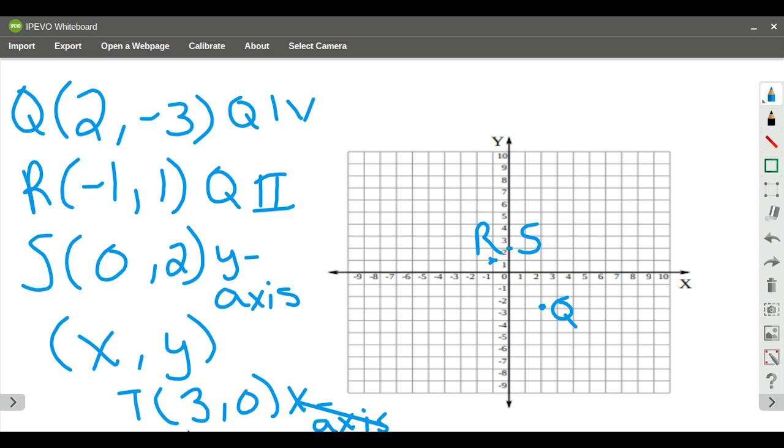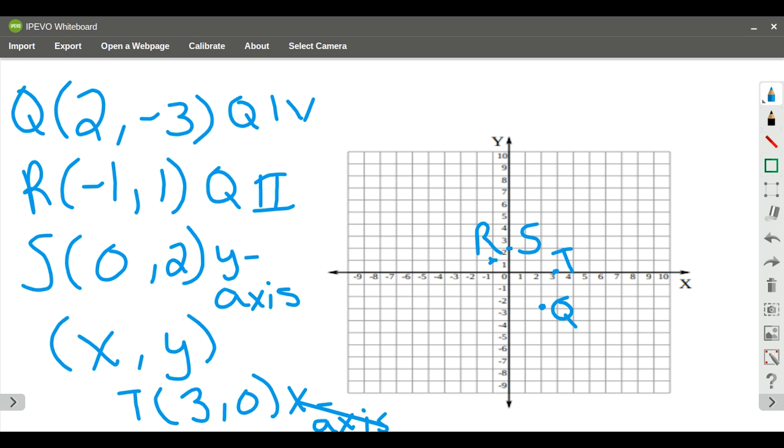And then my T is going to be 3 and 0. So I'm going to go 1, 2, 3. I don't go up or down because I have a 0 there. So it's going to be there, and I'm going to label it. So that is how I graph using an ordered pair.